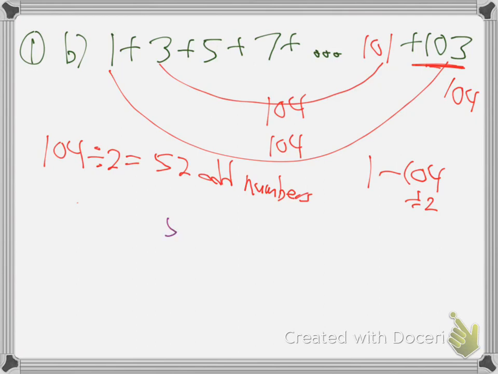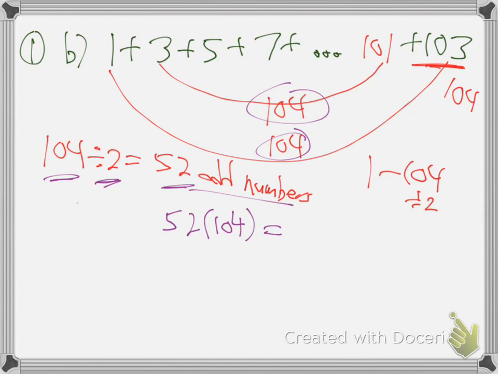So we just take the 52 times 104, because every rainbow makes 104, right? 52 104s. Somebody have that in their calculator? Oh, yeah, thank you. I messed up. It's 52 104s. Is that good? Does that make sense? 104 divided by 2 gives me 52 odd numbers. Would it help if I wrote out 1, 2, 3, 4, 5, 6, 7, 8, 9, 10 again?